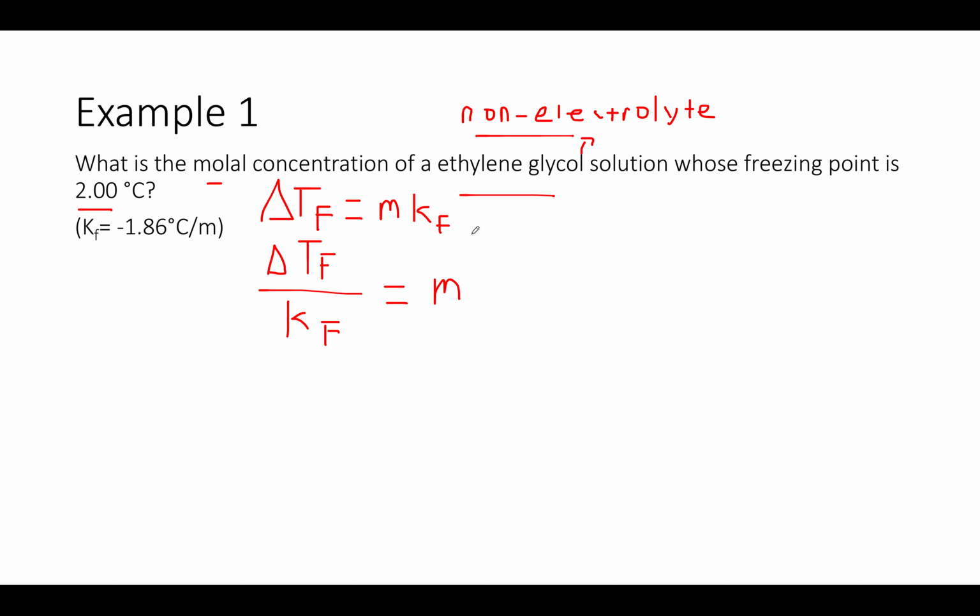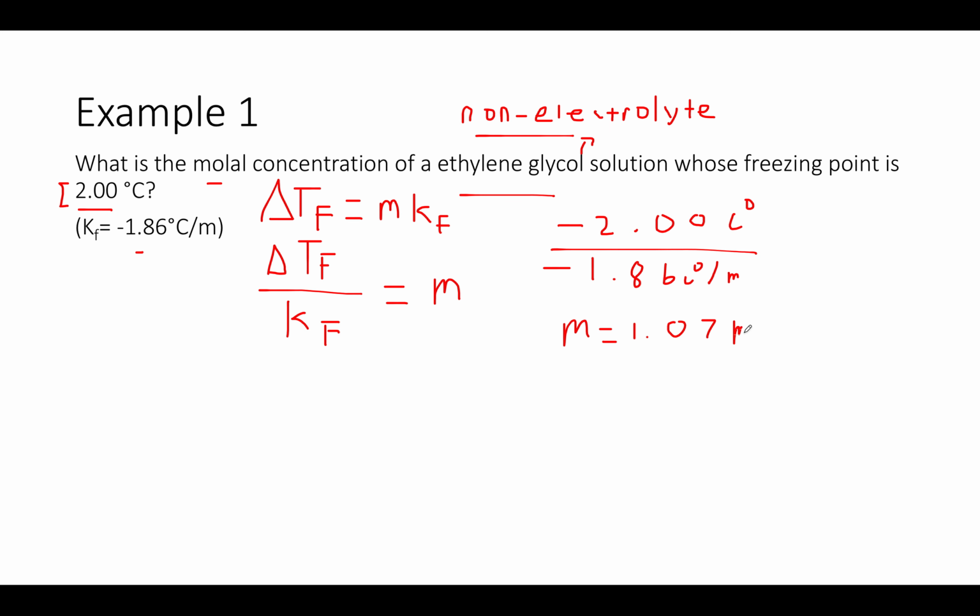What's our freezing point depression? Well, freezing point depression is always a negative number. So this solution has a freezing point of negative 2 degrees Celsius. So it's important to flip that sign. Your freezing point depression constant is right here, negative 1.86 degrees Celsius per mole. So your molality ends up being 1.07 moles per kilogram. That's the units of molality.